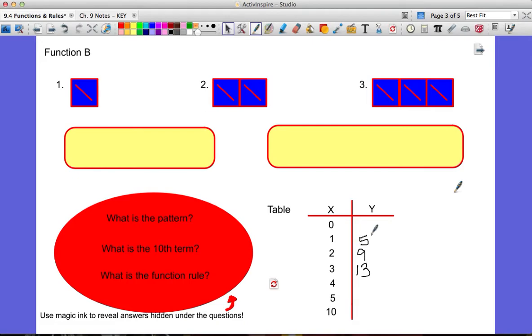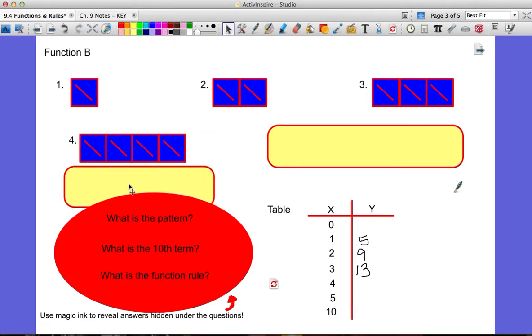So it looks like what I'm doing is I'm adding 4 red lines to each figure. So this next figure should have 17 red lines. 1, 2, 3, 4, 5, 6, 7, 8, 9, 10, 11, 12, 13, 14, 15, 16, 17. Perfect, that fits our pattern. And the next one then should have 21.